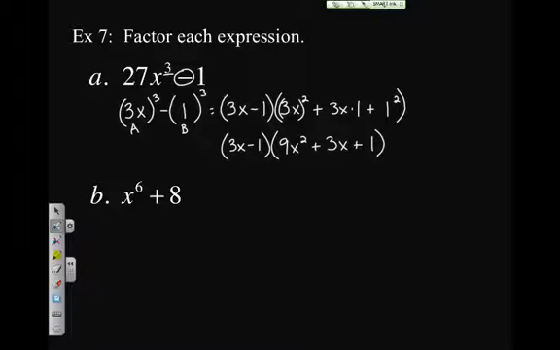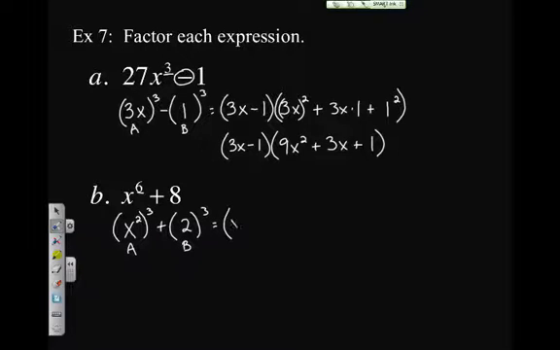Part B, this one's a little bit trickier because we don't see a cube here. But again, can we write it as something cubed? 2 cubed is 8, so that one's pretty easy. But you want to think about what times itself 3 times equals x to the 6th, and there actually is something, it's x squared. So this is the sum of two cubes. There's our first term and second term. And we just follow the pattern.